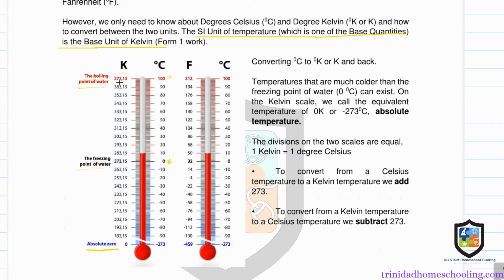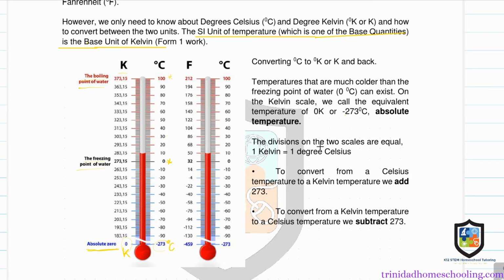You would rarely find a thermometer being sold locally in kelvins. You would find it in Fahrenheit or degrees Celsius. Now temperatures that are much colder than the freezing point of water can exist. On the Kelvin scale, we call the equivalent temperature of minus 273 degrees Celsius 0 kelvins. So here, that's on this scale, right? So it's 0 kelvins or minus 273 degrees Celsius.